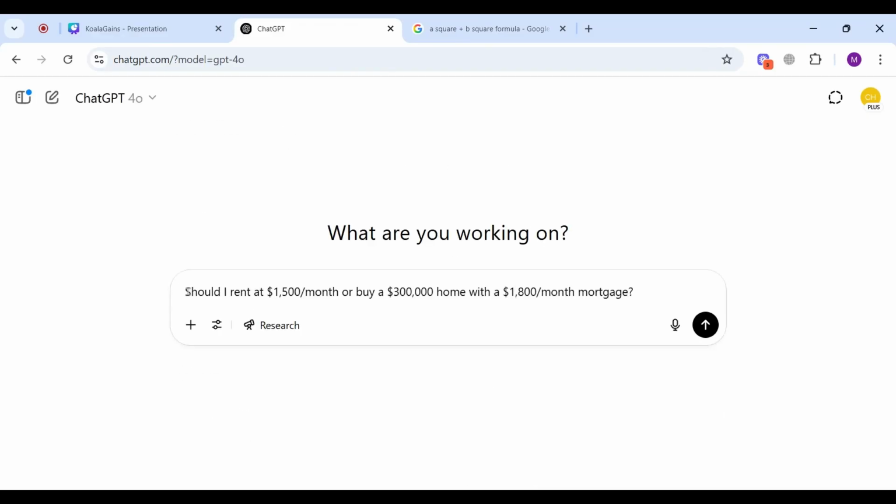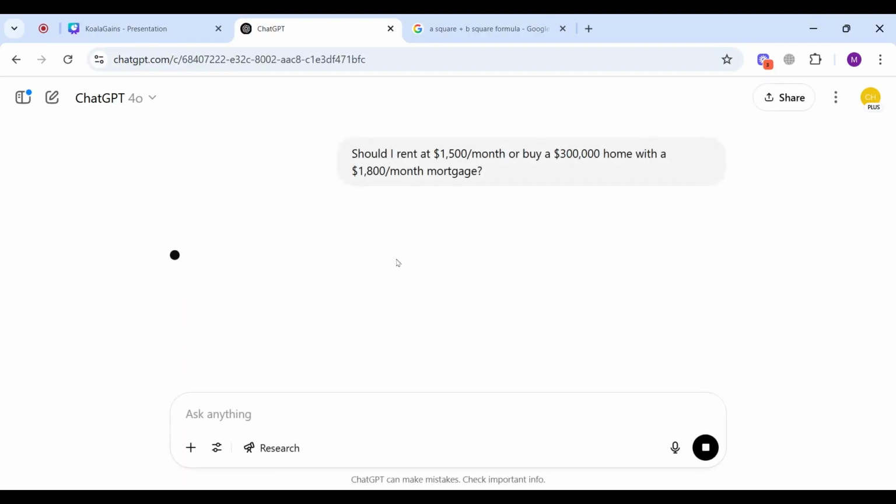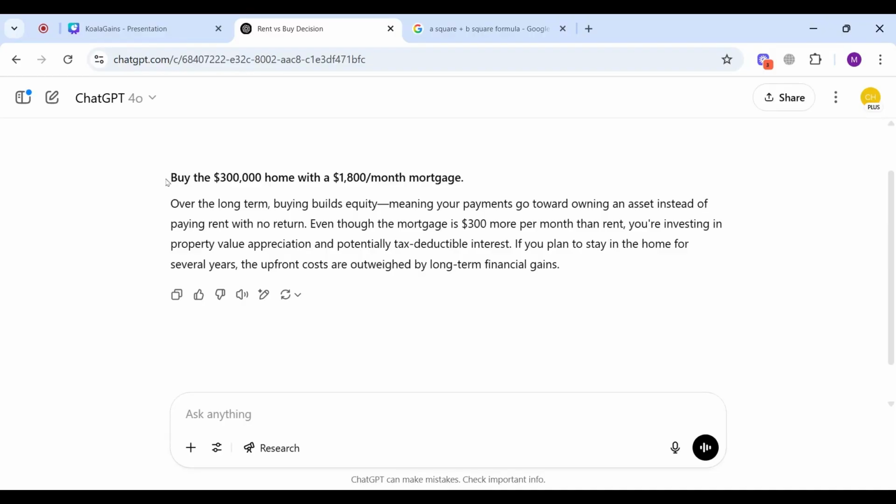Now let's move on to a more advanced case where chain of thought prompting can help us. Let's take a situation where I have to choose between two options. One option is renting a house for $1,500 a month. The other option is buying a home worth $300,000, but for that, I need to take a loan. That means a monthly payment of $1,800. I'm not sure which option to choose, so let's ask GPT if it can help us with this.